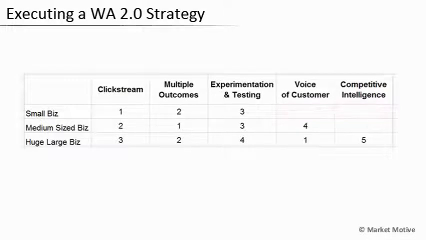If you're a medium-sized business, start with multiple outcomes analysis. Absolutely critical for you to go from medium to big. Then do very amazing clickstream analysis, and finally experimentation testing and voice of the customer. And the very last thing you'll do as a big, huge, gigantic business, start with voice of the customer, move to multiple outcomes, then clickstream analysis, and finally experimentation testing and competitive intelligence.